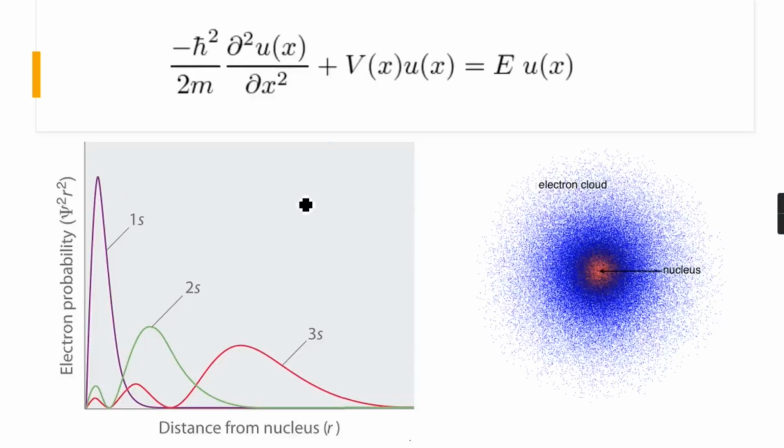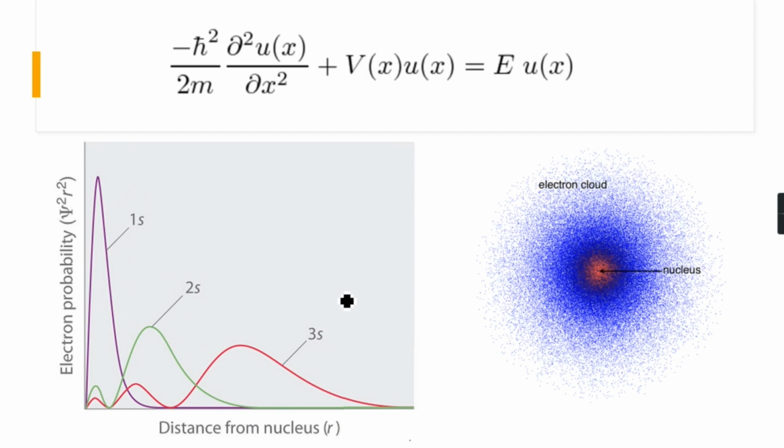A more complex description of electrons in atoms was developed, and you might hear it called quantum mechanics. This equation here, which you don't need to know for this video, is Schrodinger's equation. It basically describes an atom mathematically, and the solution to the equation gives us the probability of finding an electron within a given volume.